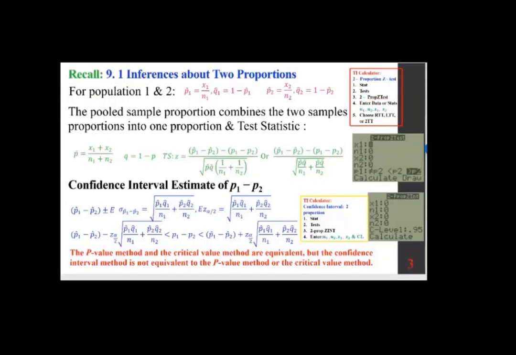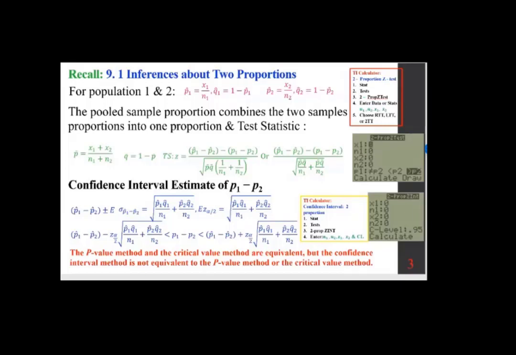All right, again, quick review of previous chapter when we dealt with inferences about two samples. One of them was proportion. In the case of a proportion, we calculate the p bar, x1 plus x2 divided by n1 plus n2. And the test statistic is based on that, p1 hat minus p2 hat over the square root of p bar q bar over n1 plus p bar q bar over n sub 2. And we do the test of hypothesis, we do the confidence interval with that.